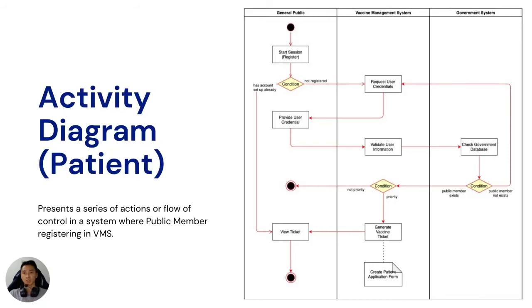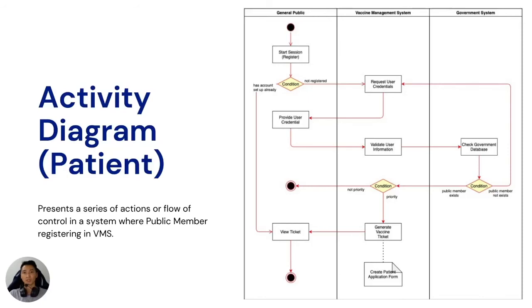This activity diagram starts off with the patient starting up their VMS session where they are met by a condition of whether they have an account or not. If the user has an account, they will then be directed to view their ticket. Otherwise, they'll be redirected to have their account set up through several validation methods before being able to view their ticket.